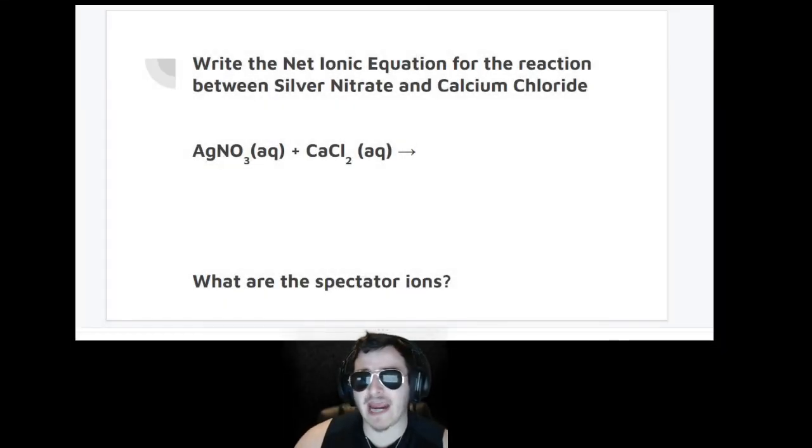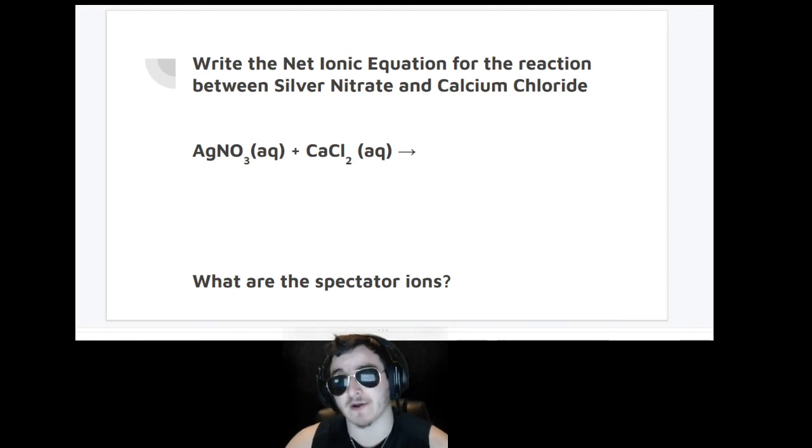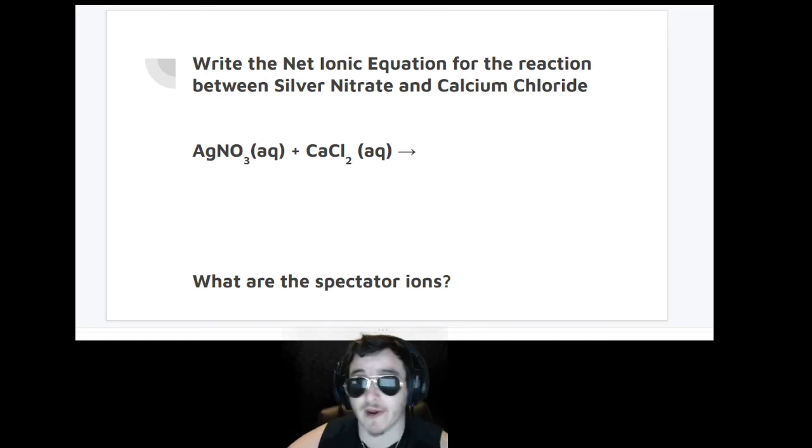And our second and final example of the day is between silver nitrate and calcium chloride. We're going to do the exact same thing as we did before, except for now this question is asking, what are my spectator ions? So it's not asking for the net ionic equation technically. It is asking for the spectator ions. Either way, we're solving for it.